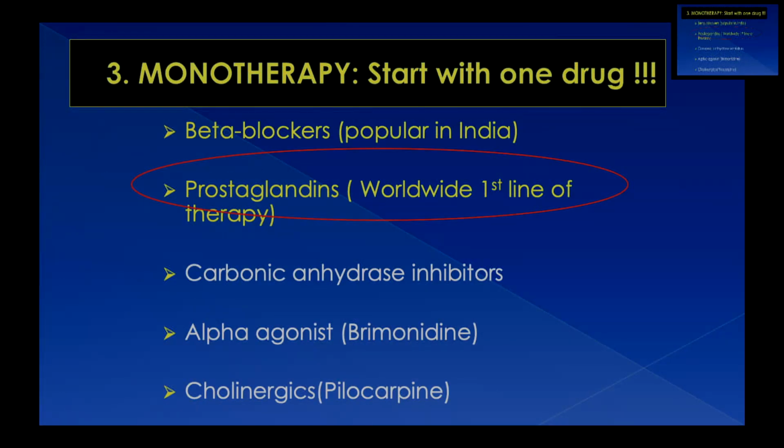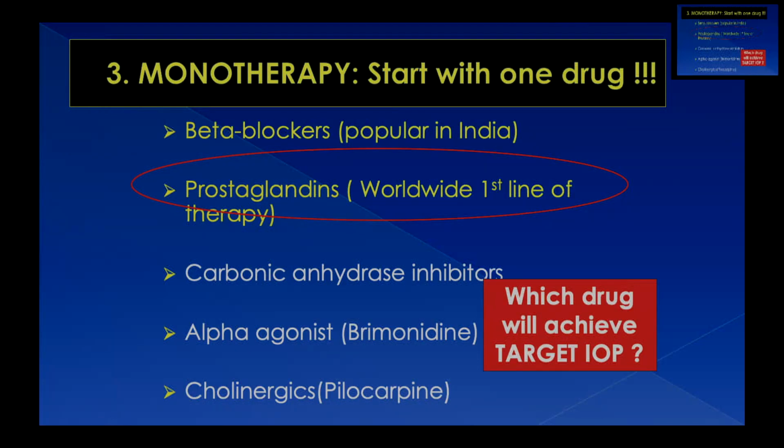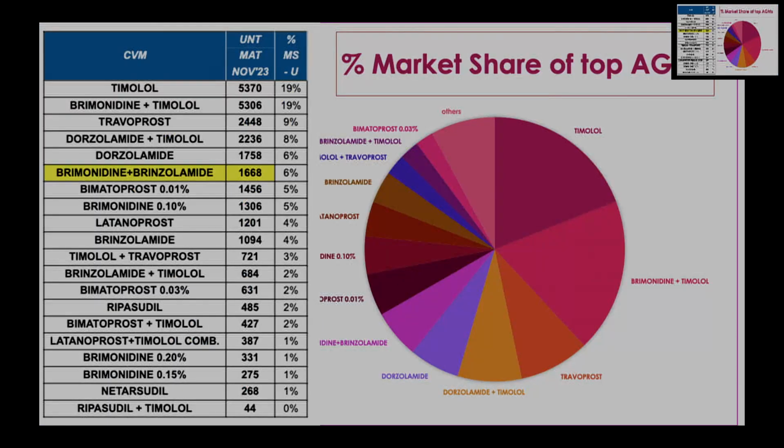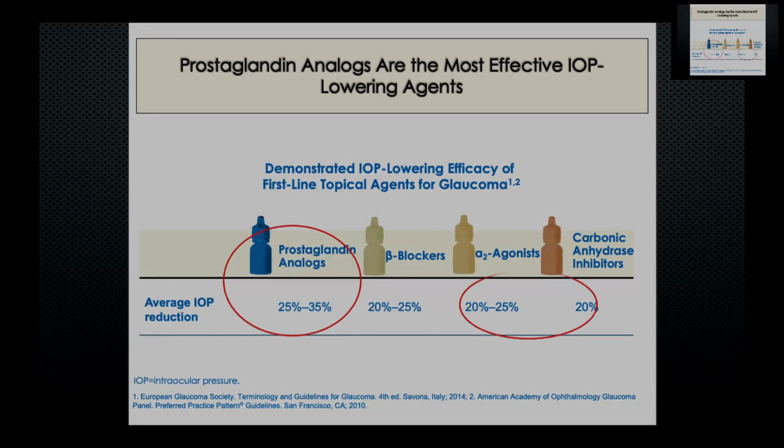Mostly worldwide, prostaglandins have become the drug of choice. In India, beta blockers are still very popular. But then when we are setting a target, we have to see which drug can take me to my target intraocular pressure. And prostaglandins definitely are the best options because they give you the best IOP control, the least systemic side effects, and they give you a 24-hour IOP control. But in India, if you see the most recent 2023 data also, the two most popular drugs are the timolol and the brimonidine and timolol combination. So IOP reduction with prostaglandins is the best.